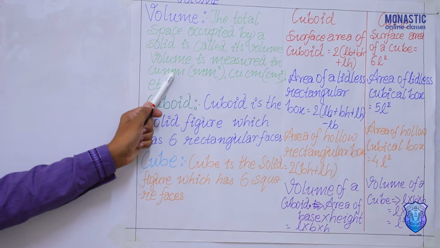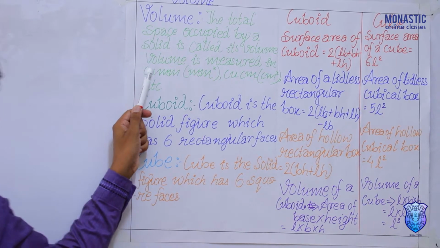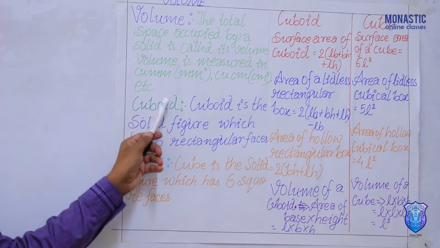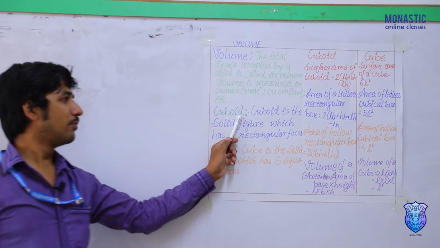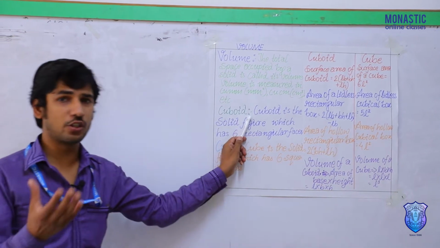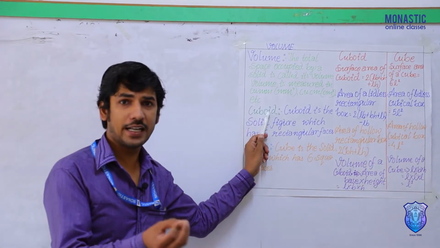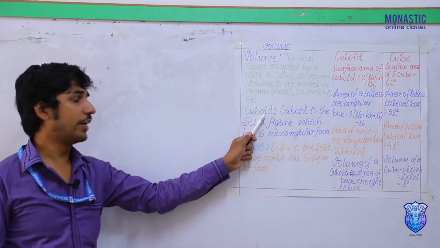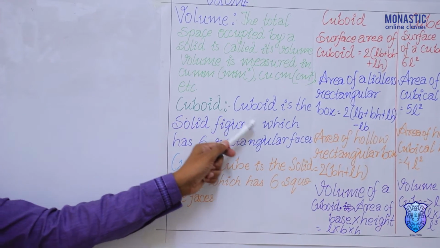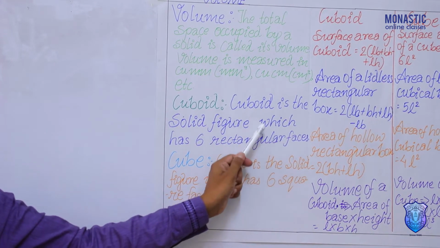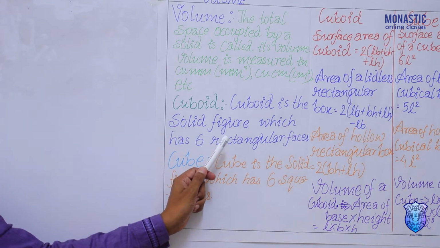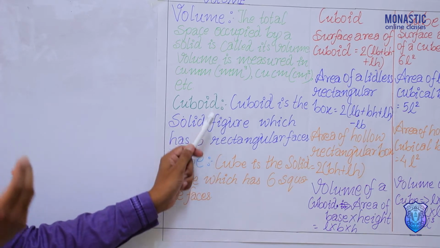But in this topic, we mostly have to know about two parts, that is cuboid and cube. In volume we discuss solid figures like cuboid and cube. First, what is cuboid? A cuboid is a solid figure which has 6 rectangular surfaces. For example, a duster or a chalk box.